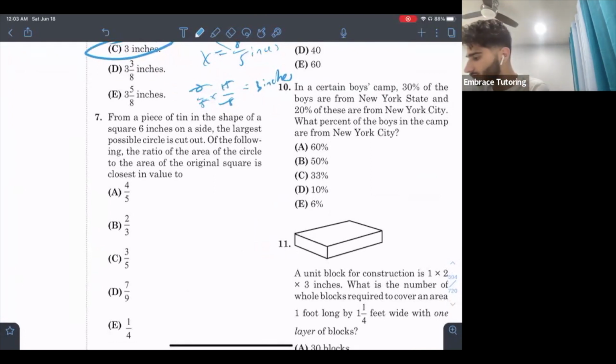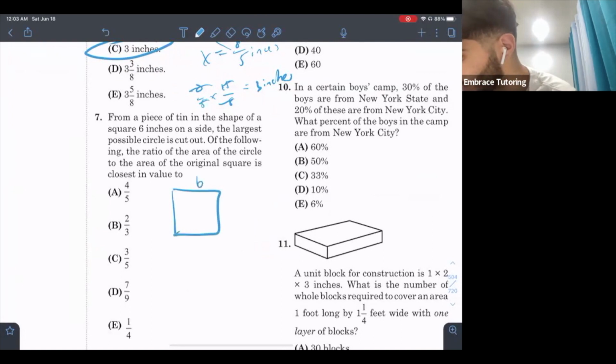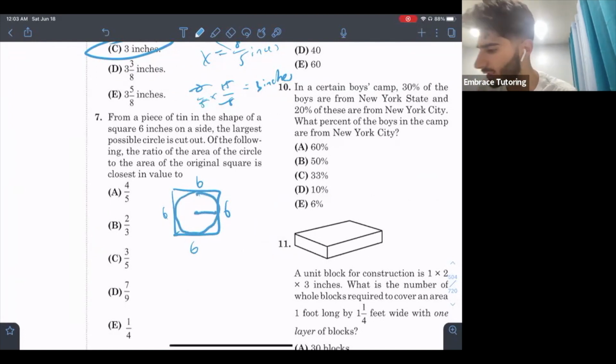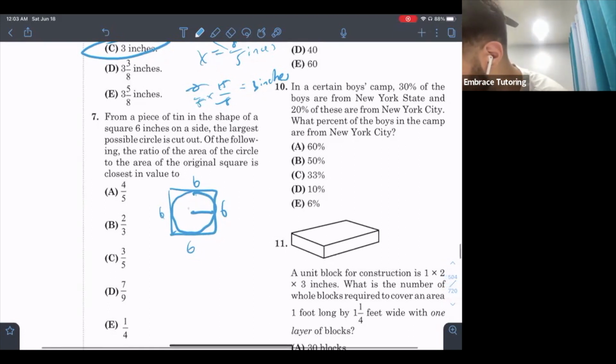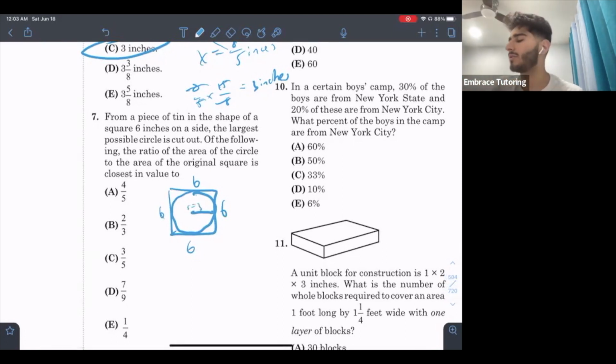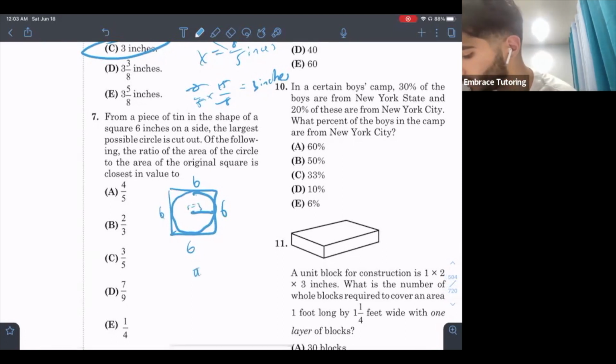Question 7. From a piece of tin in the shape of a square, so a square is 6 inches, the largest possible circle is cut out. What is the ratio of the area of the circle to the area of the original square, closest to which value? So the radius would be 3 because radius is half the diameter. Diameter would be 6. So our area of circle is pi r squared, so pi times 3 squared is 9 pi.